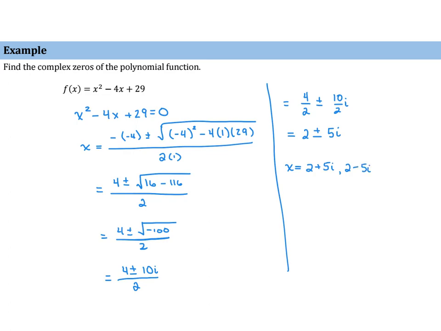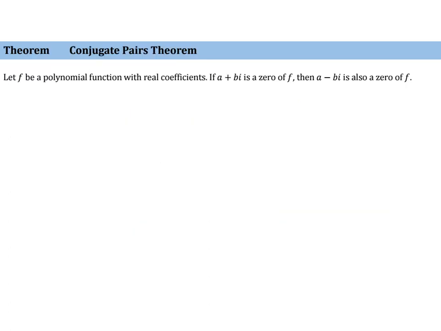The degree of our polynomial was 2, and we have two complex zeros. Now, moreover, notice that the zeros that we obtained are complex conjugates. If we have a polynomial function with real coefficients, then if we have a complex zero of a function, the complex conjugate will also be a zero of that same function.